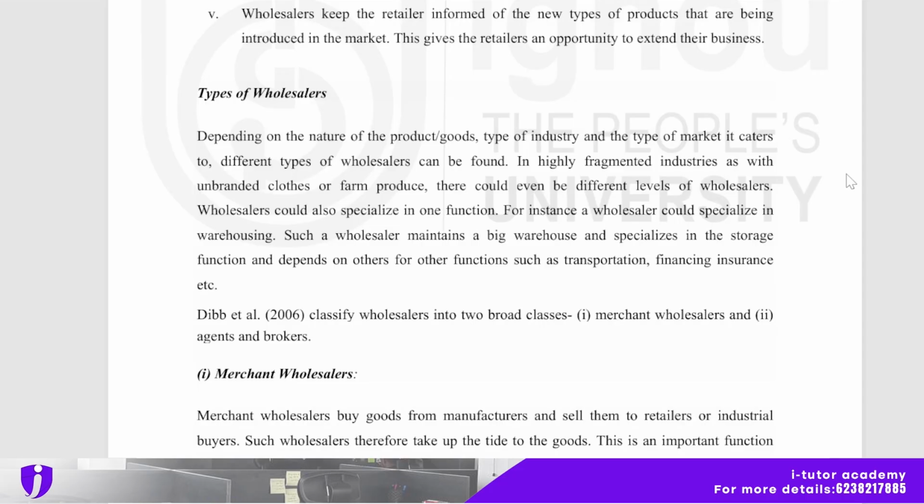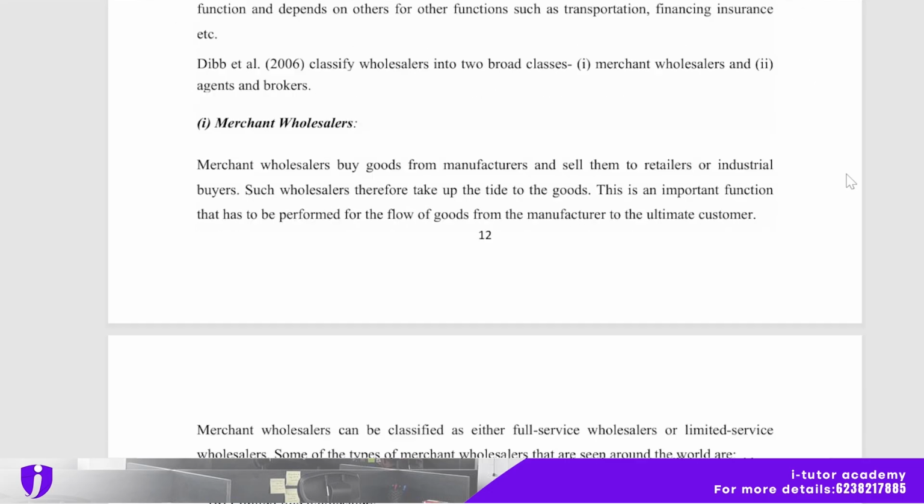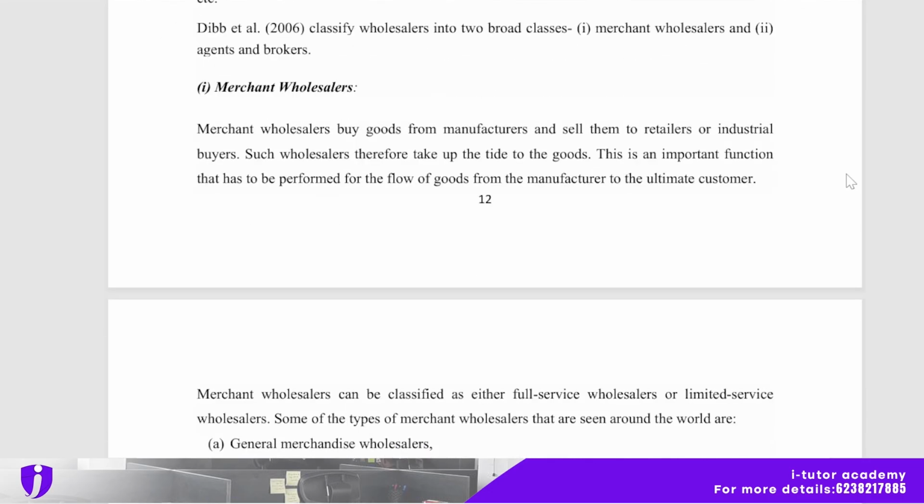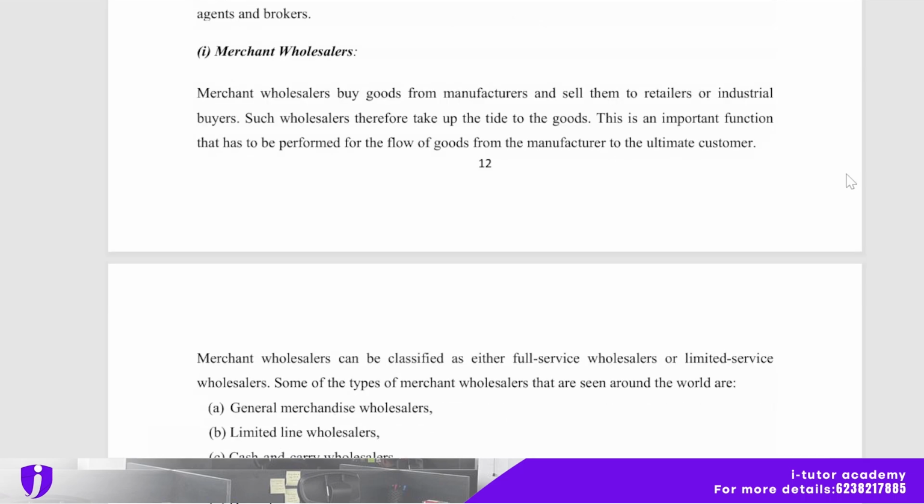And next is merchant wholesalers. Merchant wholesalers buy goods from manufacturers and sell them to retailers or industrial buyers. Such a wholesaler therefore takes the title to the goods. This is an important function that has to be performed for the flow of goods from the manufacturer to the ultimate customers.